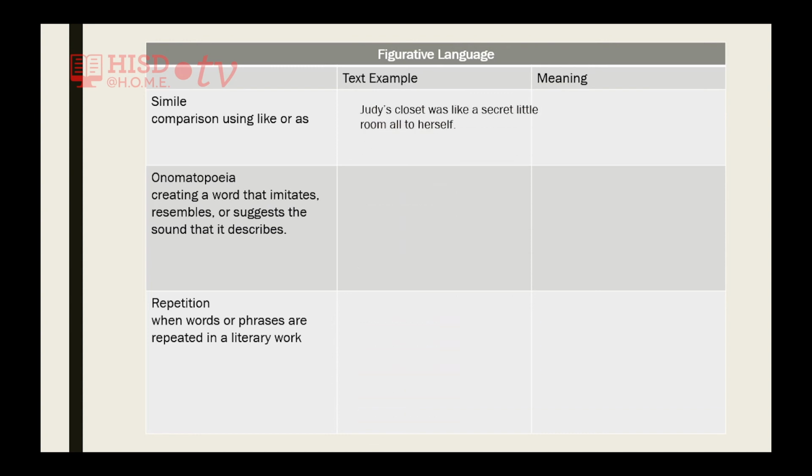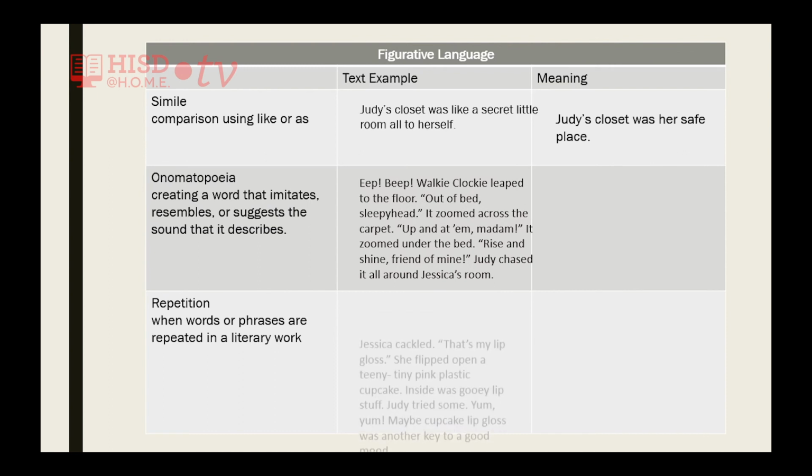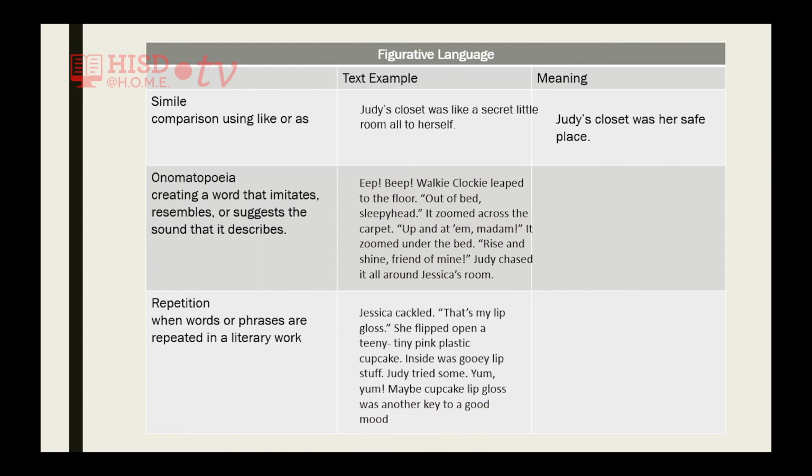Simile: Judy's closet was like a secret room all to herself. So in this, the author is comparing Judy's closet to a secret little room all to herself, using the word like. So from that, I'm determining that the author is trying to say that Judy's closet was her safe place. I want you to look at the next two examples from the text, and I want you to determine what the author was trying to say, or what the author meant when he used these figurative language components in the story.